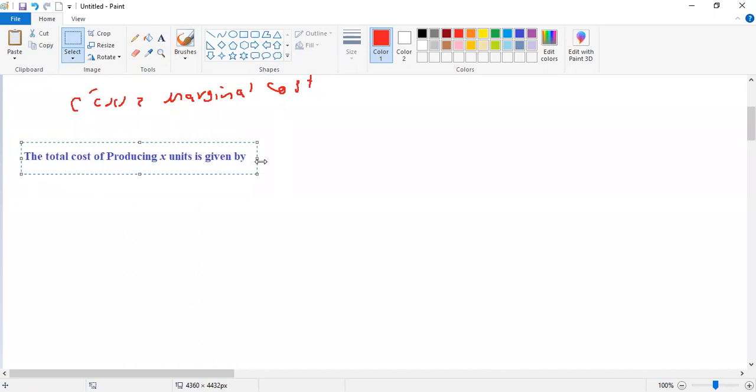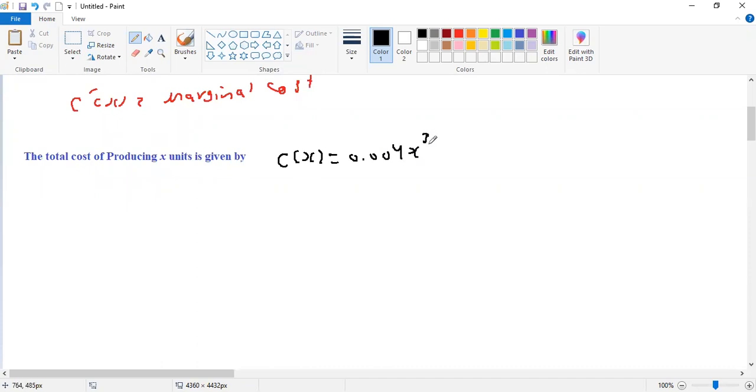Assume the total cost of producing x units is given by C of x equal to 0.004x cubed plus 0.06x squared plus 140x plus 4,000.